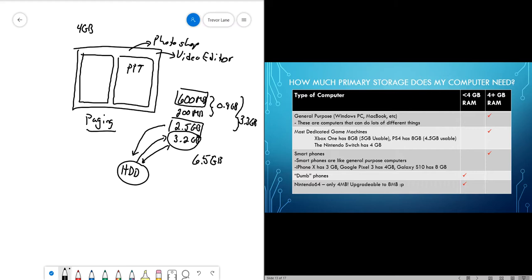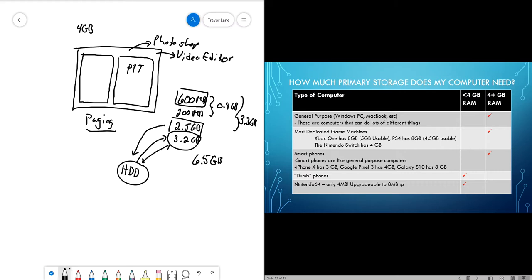So anyways, type of computer. Your general purpose Windows PC, MacBook. These are computers that can do lots of different things. Oops, going ahead of myself. These things do a lot of different things simultaneously. So you're going to need a fair amount of RAM on there because you're doing so much at once. Gaming machines, they need to push high-end media, so images and sounds and code and all that kind of stuff. That is going to require a lot of RAM. The more RAM, the more stuff can be seen on the screen, things like that.